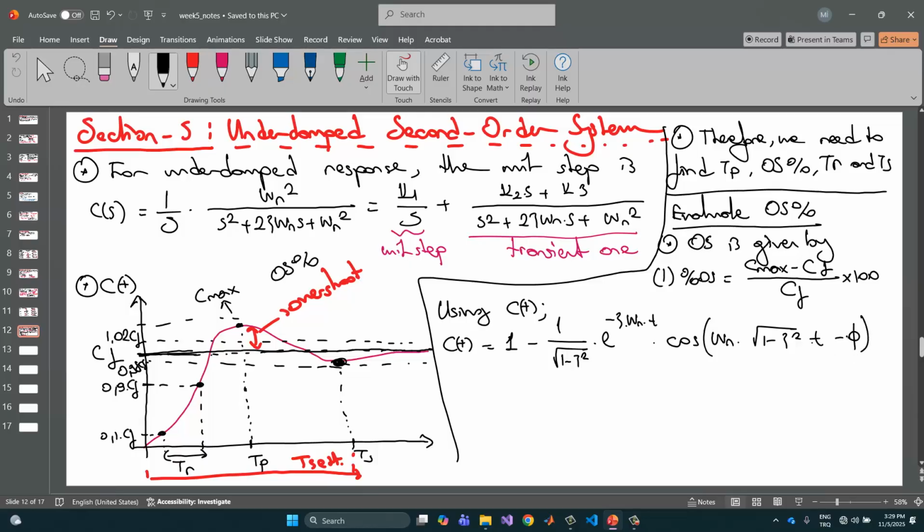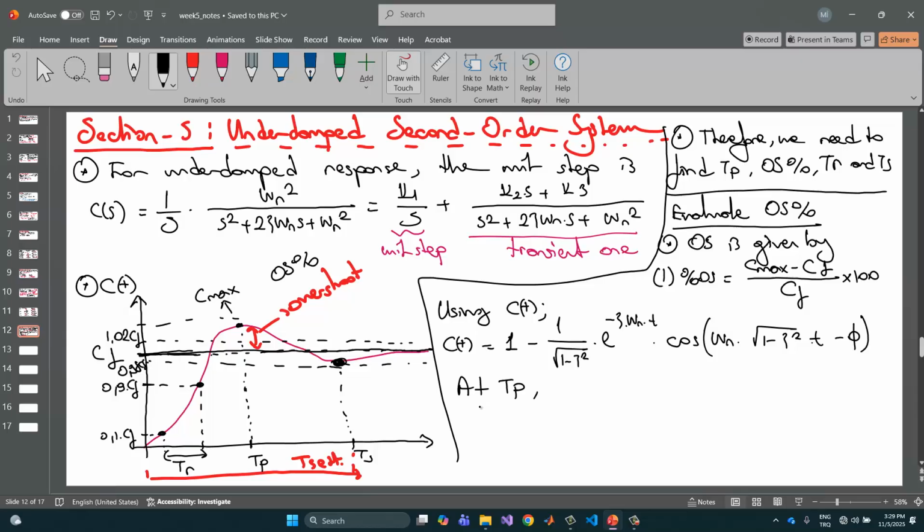This is the phi, in degrees. But if you take the inverse Laplace transform, this equation yields us the result, okay? You don't need to solve this equation right now, but you just need to know that the C(t) solution is that. And so what about this one?